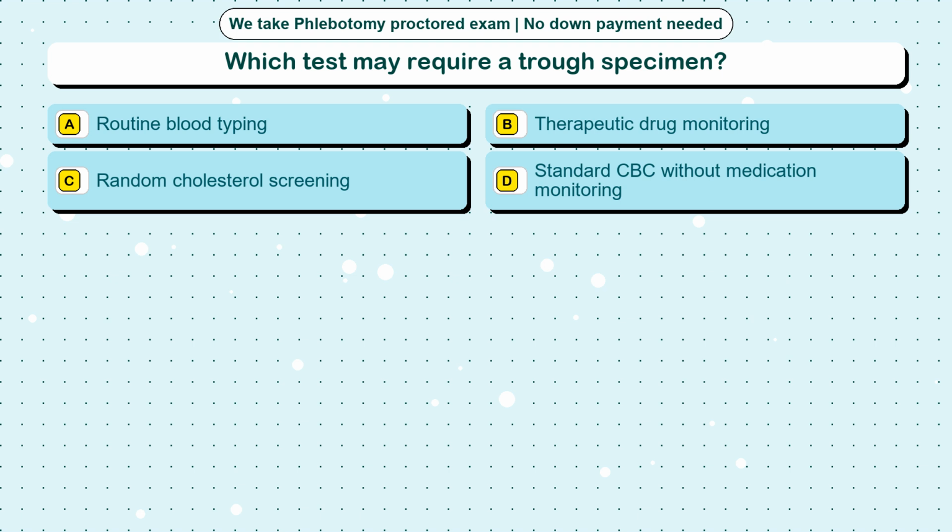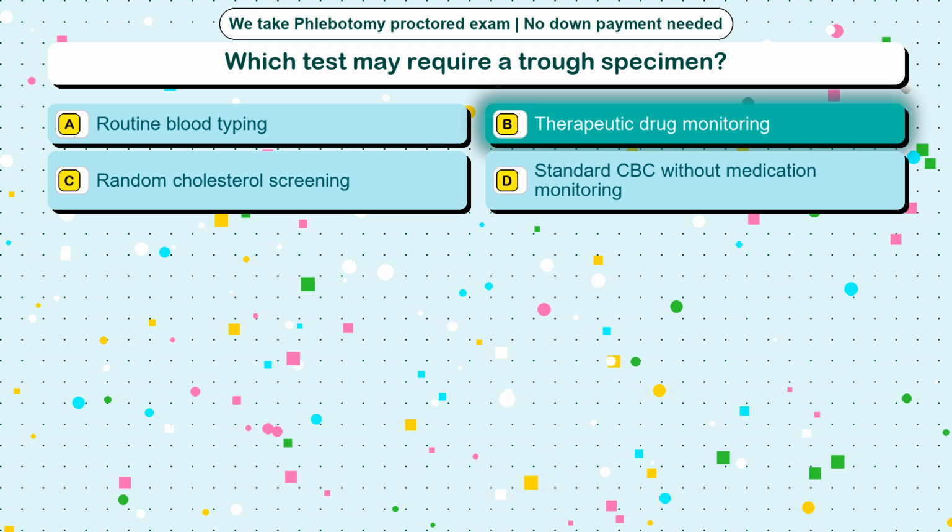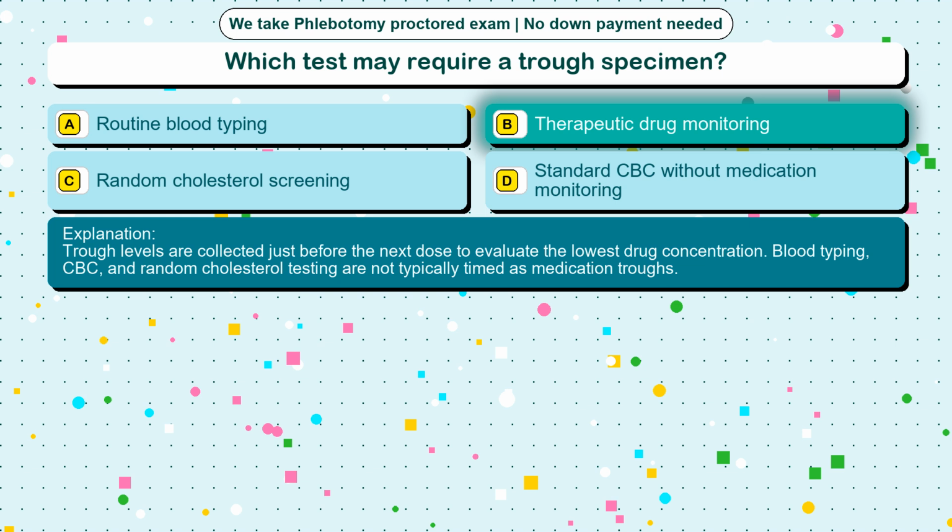Option C, random cholesterol screening. Option D, standard CBC without medication monitoring. The correct answer is option B, therapeutic drug monitoring. Trough levels are collected just before the next dose to evaluate the lowest drug concentration. Blood typing, CBC, and random cholesterol testing are not typically timed as medication troughs.